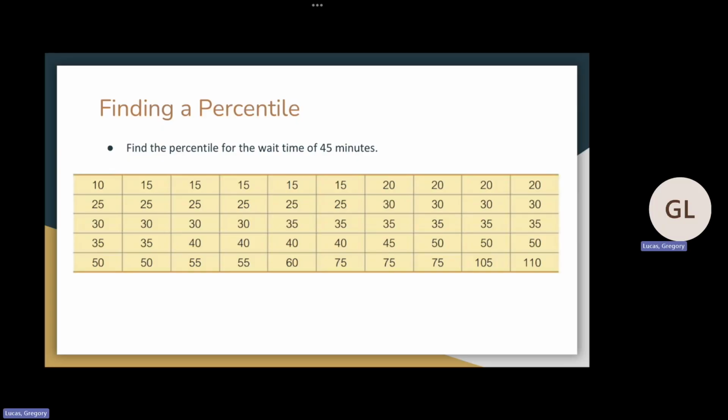All right, so let's take a look here. Let's find the percentile for the wait time of 45 minutes. So pause the video and give this a try. Count up the number of values. Doesn't matter what the values are, just count up the number of values that are less than 45. So 1, 2, 3, 4, 5, 6. Just keep counting. All the ones less than 45. So all of these values would be included.